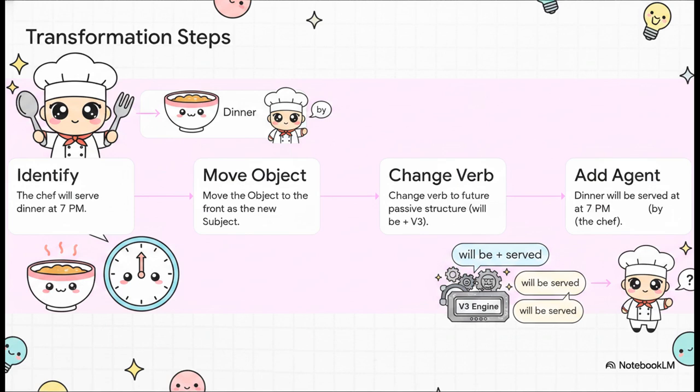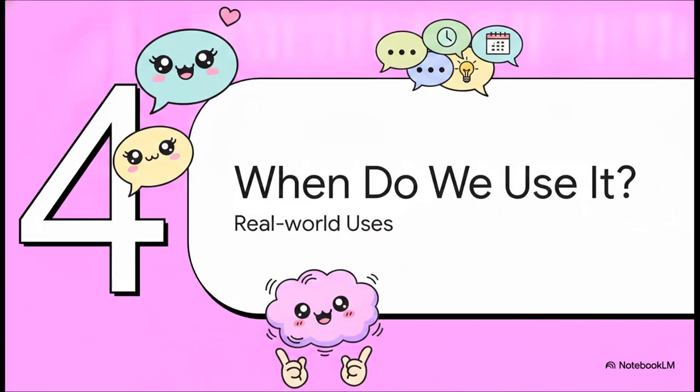Now, step 2 is where the magic happens. We safely trade places. We move our object, dinner, straight to the front of the line to become our brand new subject. Step 3, we upgrade the verb structure to our passive future formula. Will serve becomes will be served. Gotta use that verb 3 engine. Finally, step 4, you can add the original actor back in using the word by, or honestly just leave them out completely. So our finished puzzle is, dinner will be served at 7 p.m. by the chef.